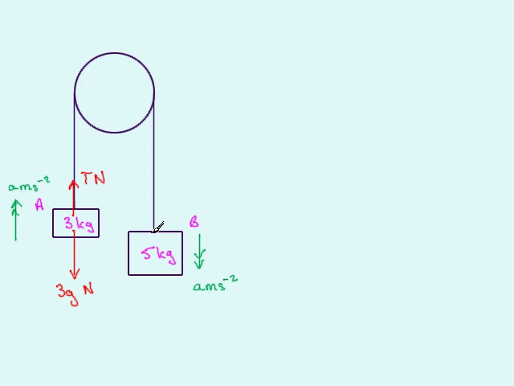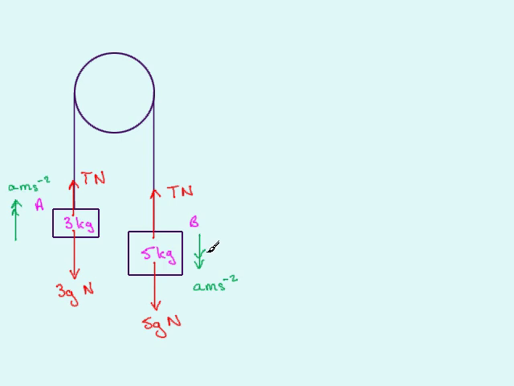When we move over to the 5 kilogram mass, we have its weight, which again acts downwards, mg, in this case 5 times g newtons, and we have the tension in the string which acts upwards, and the tension in the string will be the same tension as the one over here acting on A. That's because the string is passing over a smooth pulley. If it was a rough pulley, these tensions would be different. Okay, so we now have our diagram drawn with the forces and the accelerations.